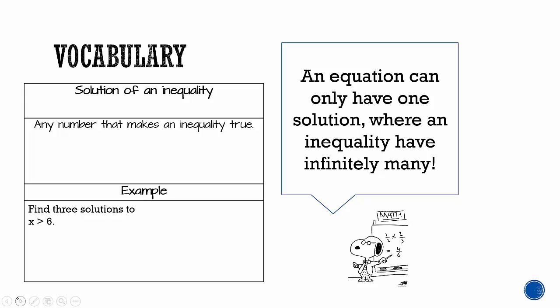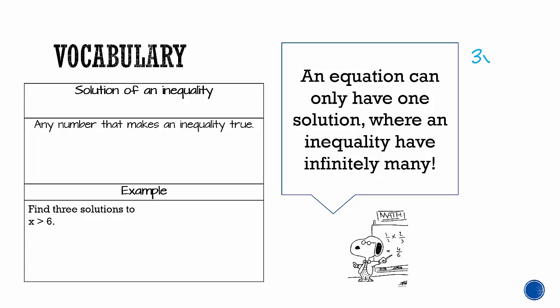So only one vocab word, or vocab phrase, solution of an inequality. A solution is any number that makes an inequality true. So for your example that you're going to fill out, I want you to find 3 solutions to x is greater than 6. And one thing to notice here is an equation can only have one solution.